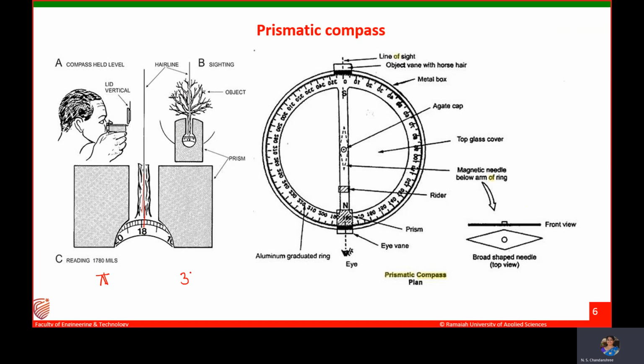So the least count of this instrument is 30 minutes. So this is how the ring looks like. 0 is marked near the south end because this is the eyepiece. If you are taking the reading here, then the readings are marked in an opposite fashion to take the proper reading, so that it is not confusing.